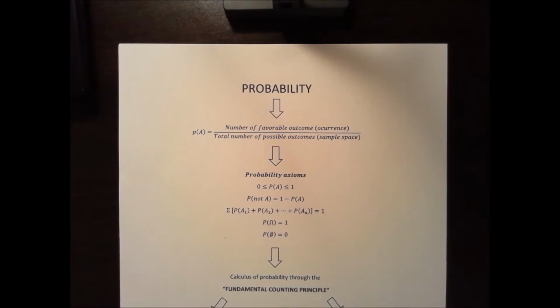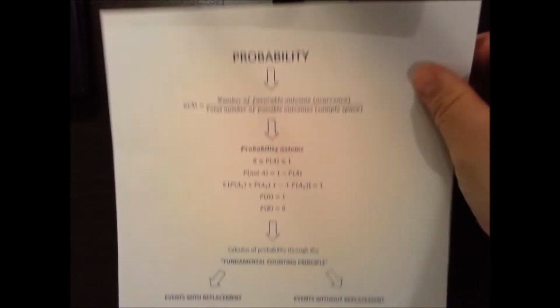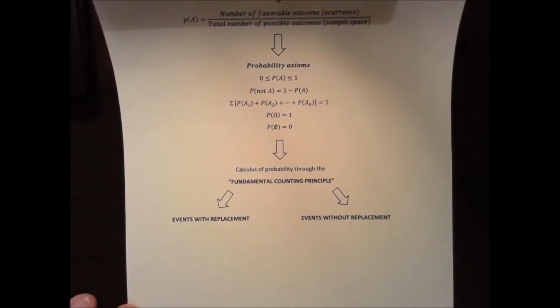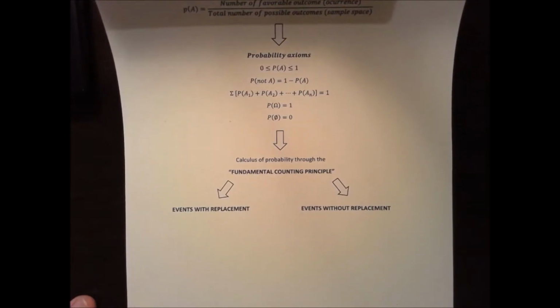Then we have the 5 axioms that we talked about in the last class, and today we are going to calculate the probability through the fundamental counting principle. That is something new that you are going to learn today, in events with replacement and events without replacement.